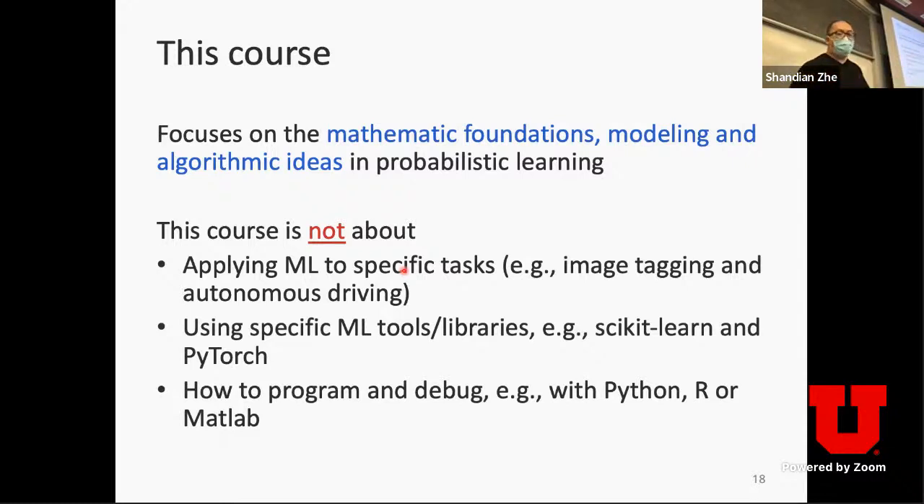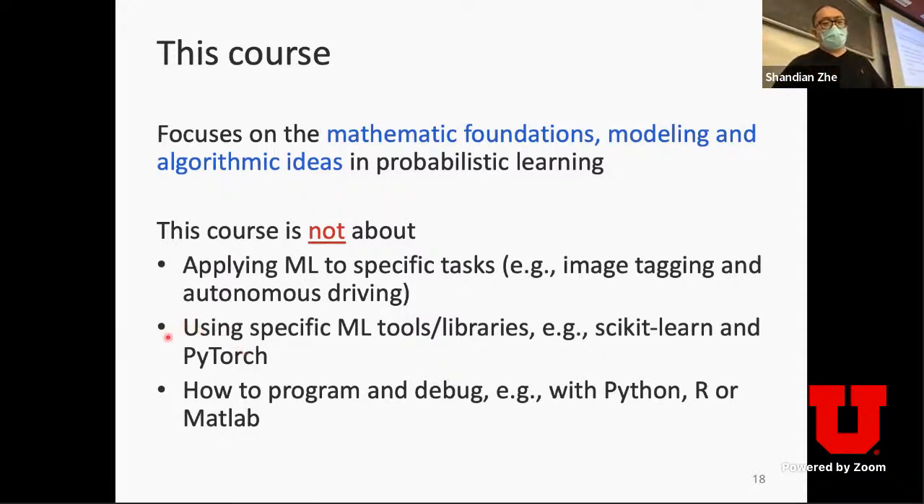So that will make the course a little bit dry. I will try to share some of my thoughts and also gossip about machine learning applications and interesting applications, but of course this is not our focus.